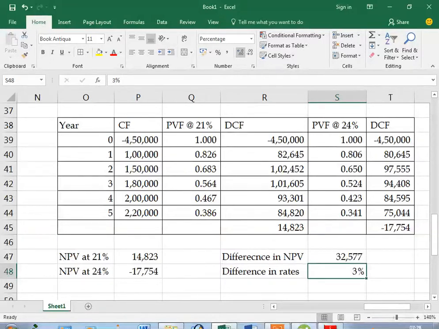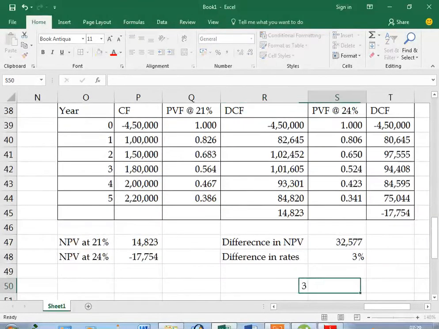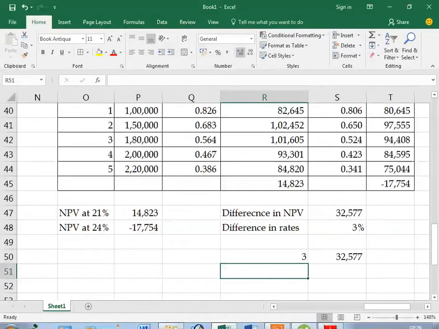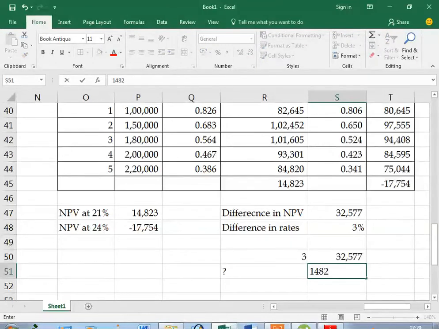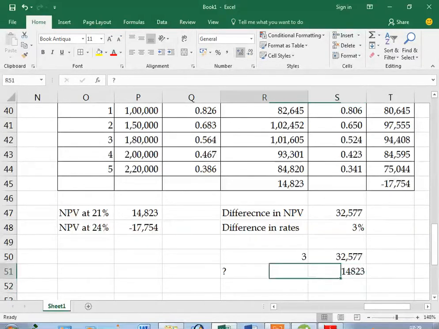Now what we are trying to do is, at 21% the NPV is 14,823 and at 24% it is minus 17,754. I have to somewhere get 0 NPV. So a 3% change in rate leads to 32,577 change in NPV. What percentage change in rate will lead to only 14,823 change in NPV? Because from 14,823 I want to reach only 0. So 3 is equal to 32,577, question mark is equal to 14,823. Cross multiplication, tell me what is question mark.